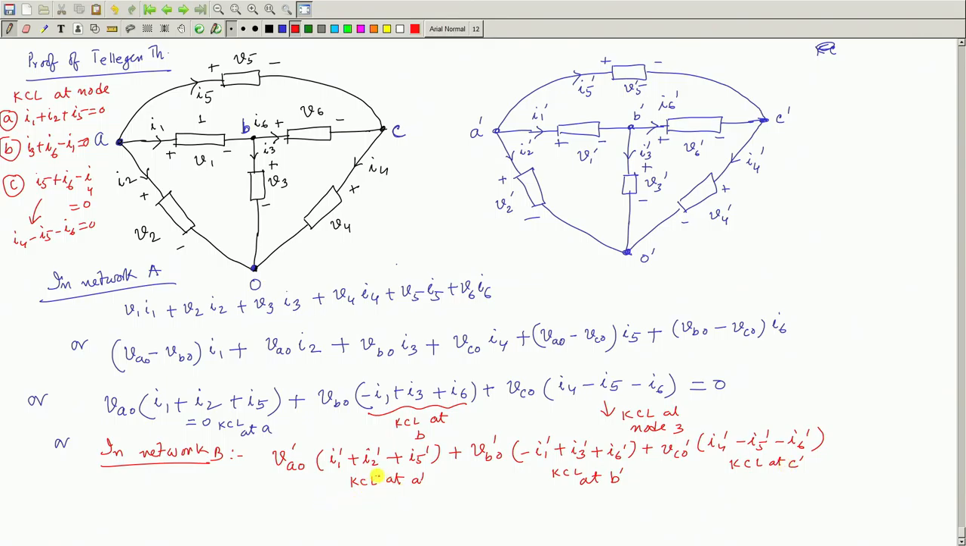So, this will be once again 0, VA0 into 0. So, these bracketed terms are all zeros. So, this will also be equal to 0, that is, separately the power balance will take place, is it not? That is the whole idea.